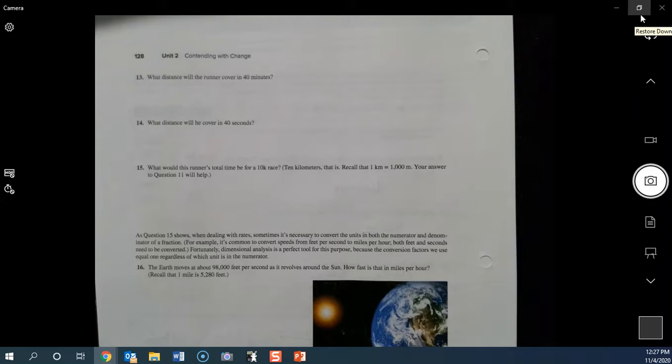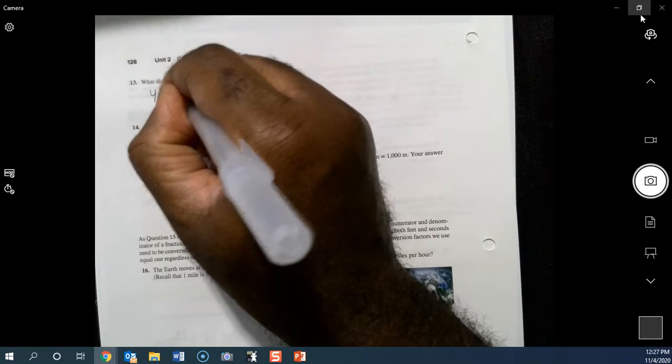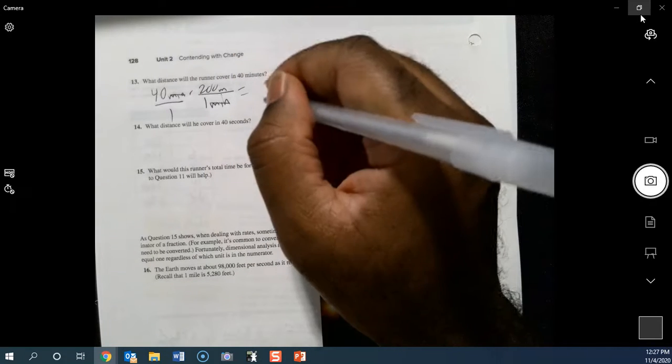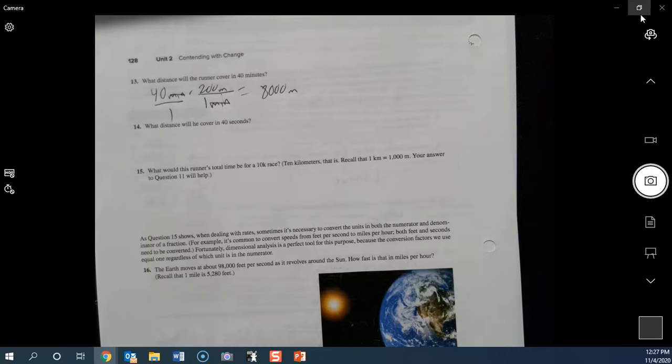Now for 13, it says, what distance will the runner cover in 40 minutes? So if you look here, we will go back to the minutes. We have 40 minutes. And remember, it's 200 meters for 1 minute. We'll put this over 1. The minutes will simplify each other out. So it'll be 8,000 meters. Because you know this will be divided by 1. So it'll end up being 8,000 meters.